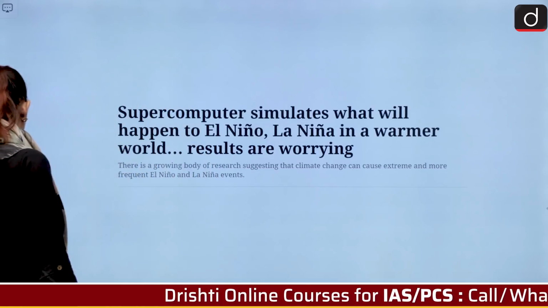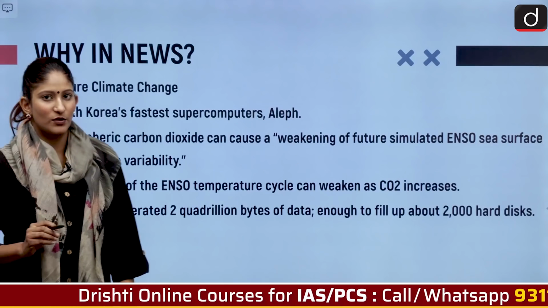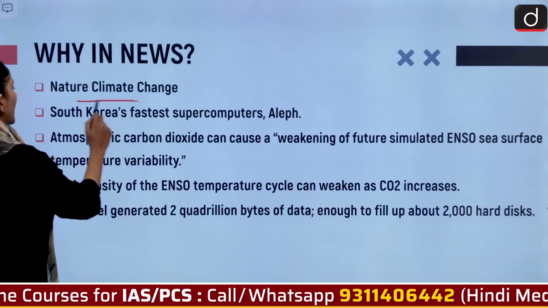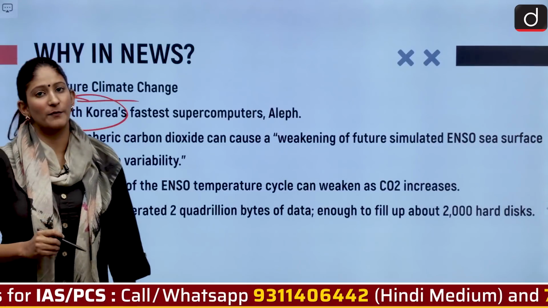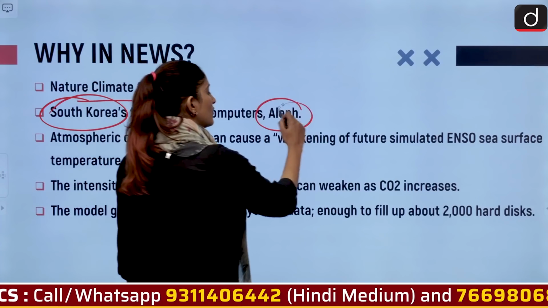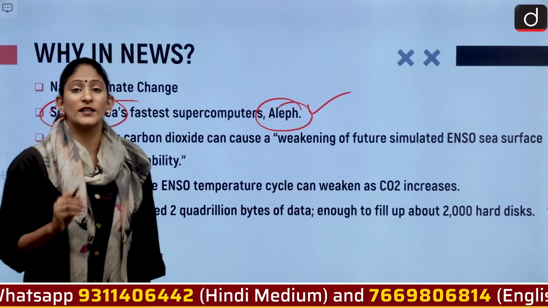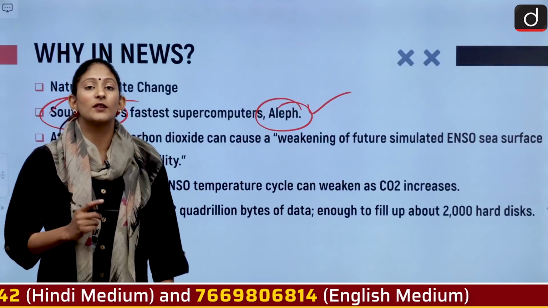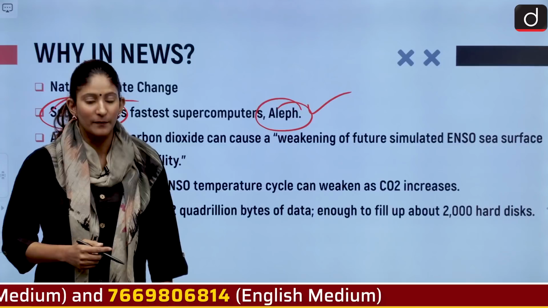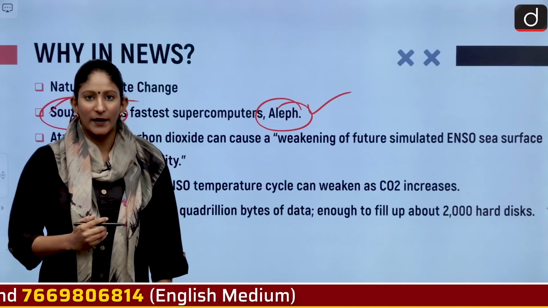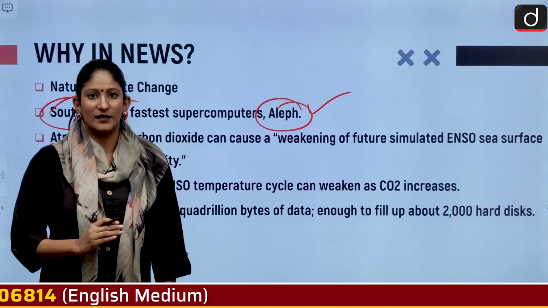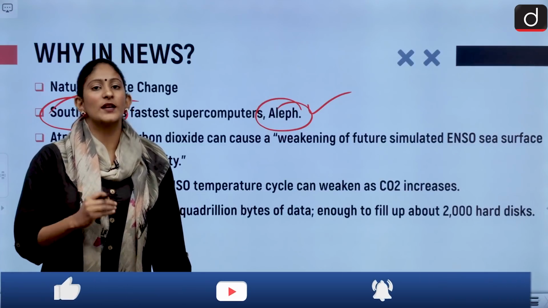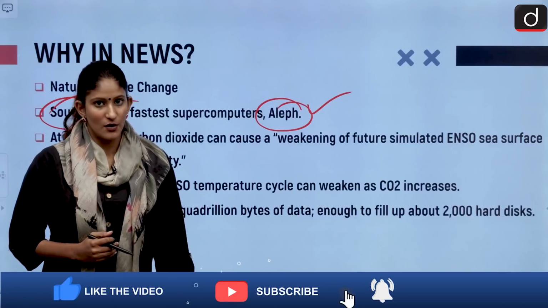So this entire news segment, as I told you, the published report is by the name of Nature Climate Change, and South Korea's fastest supercomputer Aleph has been used. Here it has been said that what can be achieved in 1 second by Aleph, the supercomputer, could be done in 45 million years by one human being. So through this computerized mechanism, by increasing the level of CO2 to double and quadruple, what will happen to El Nino and La Nina has been observed.